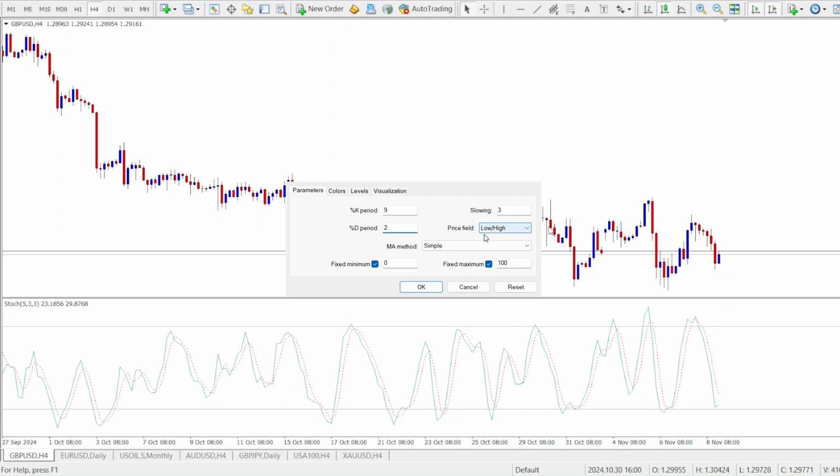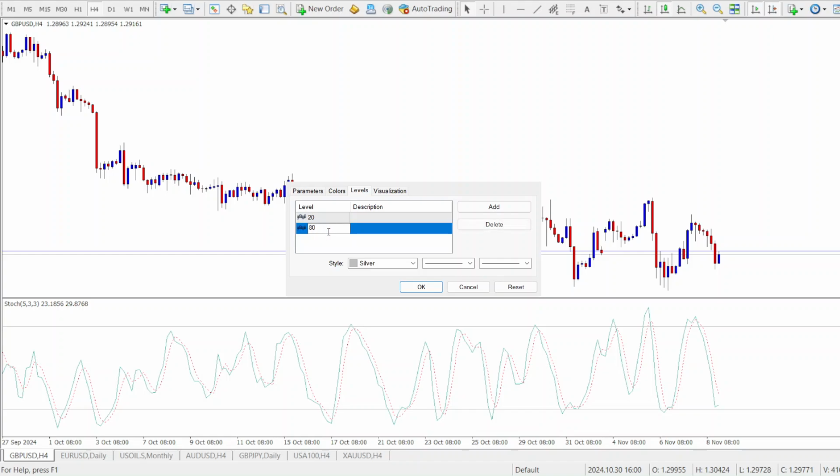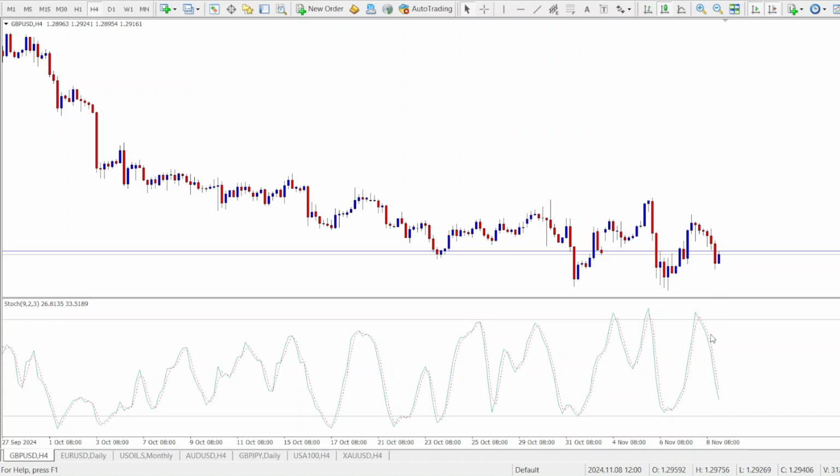As for the overbought and oversold levels, the standard overbought level is set at 80 and oversold is set at 20. However, depending on the market conditions, you might want to adjust this level slightly. For instance, if you are trading a trending market, you could raise the overbought level to 85, and the oversold level, you could push it down to 15. So this is how it looks.